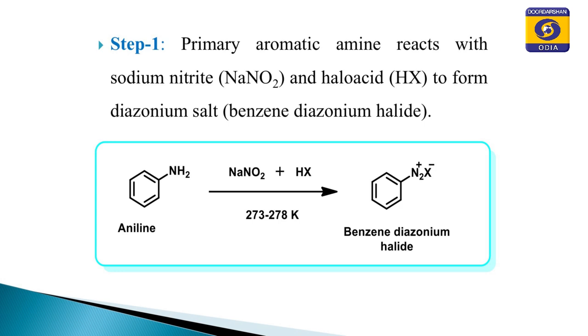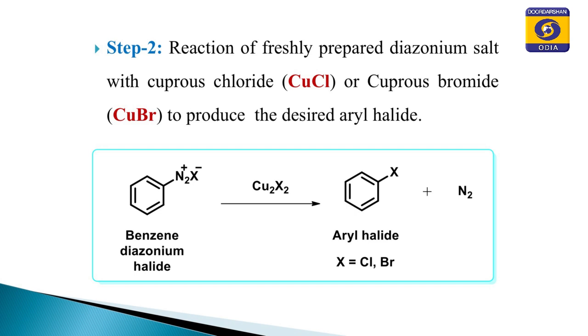So, what is the second step? The second step is how to prepare the haloarene, maybe chlorobenzene or bromobenzene, from this benzene diazonium halide. For that purpose, the freshly prepared diazonium salt from the first step is treated with cuprous halide, which may be cuprous chloride with hydrogen chloride for the preparation of chlorobenzene, or cuprous bromide in presence of hydrogen bromide to produce bromobenzene.